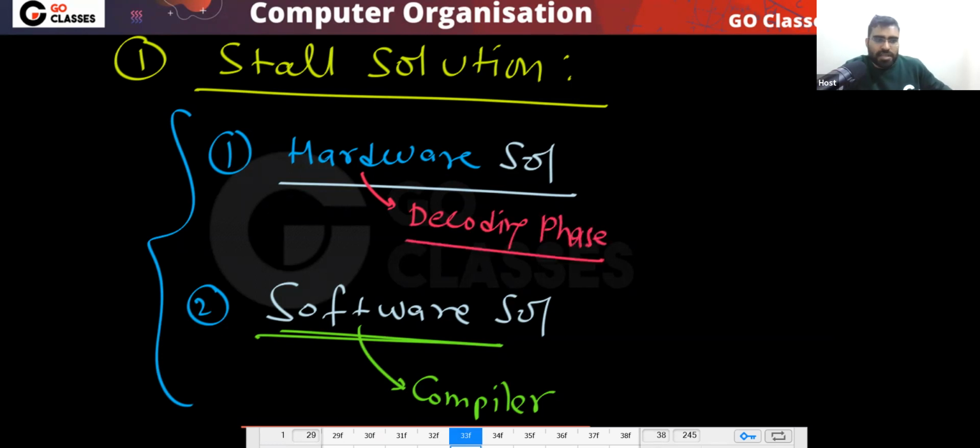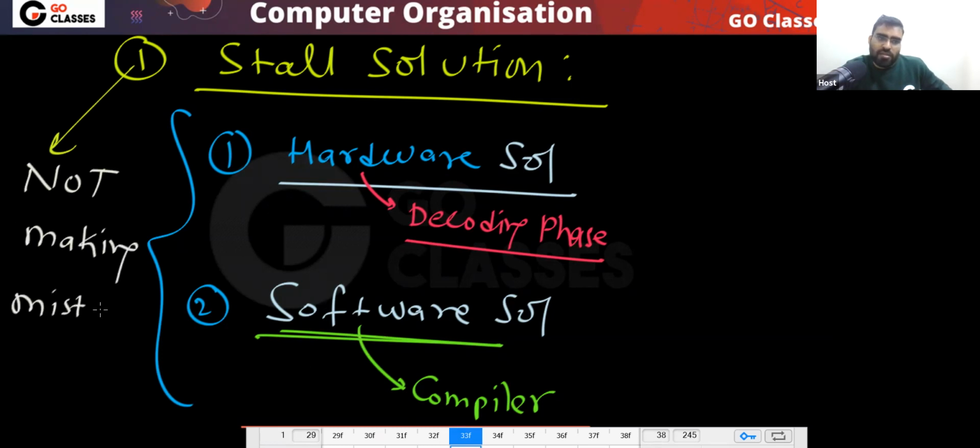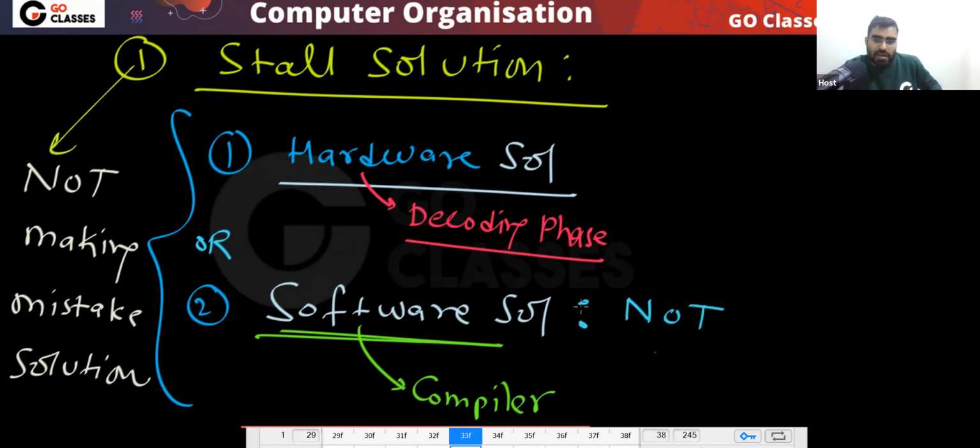Okay, so you can notice that either this responsibility you can put on the software, software means compiler, or you can put this responsibility of not making mistake. What is this solution? This solution is not making mistake, right? Correct? This not making mistake solution. For this not making mistake solution, either you can put the responsibility of not making mistake on hardware, or you can put the responsibility of not making mistake on software. This solution is also called NOP solution, NOP instruction solution, inserting NOP instruction.